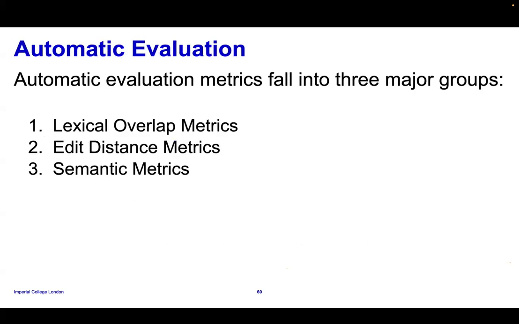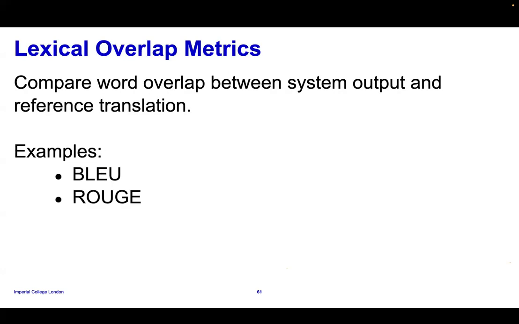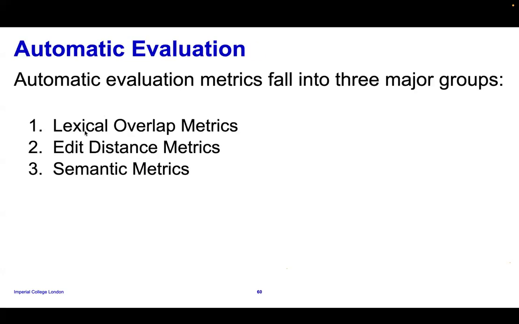But in machine translation, we have what we call lexical overlap metrics, edit distance, and semantic metrics. These are some of the things we use for machine translation. We don't actually use F1 or the other metrics. These are the automatic machine translation evaluation systems we use. So what is lexical overlap? In lexical overlap, we use a metric called BLEU. I don't know how to say it because it's a French word.